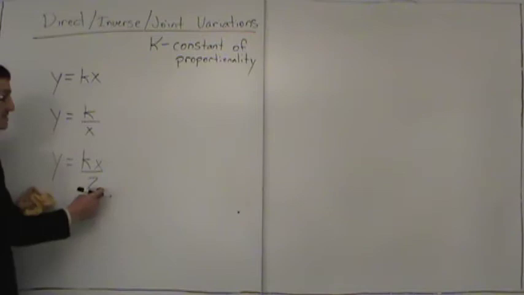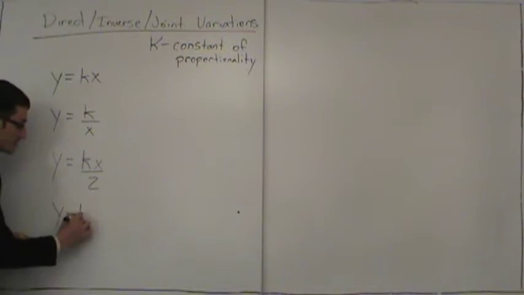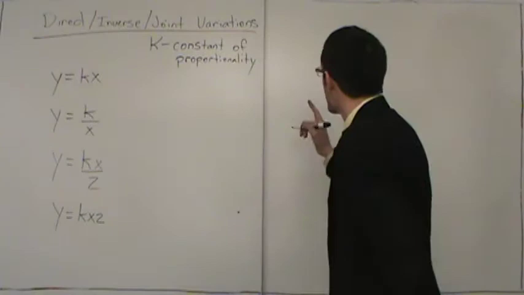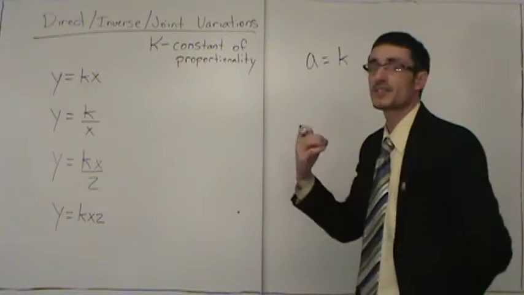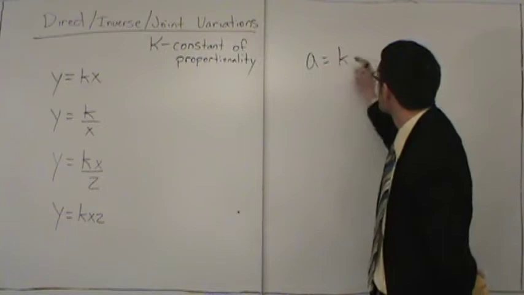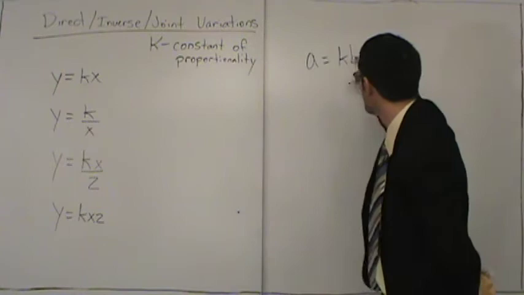Lastly, we have y varies jointly with x and z. Now, let me do this again. We can use other variables like a and b. Watch. So a varies is a equals k. What always follows the equality? K. We never mention it. Okay, so a varies directly with b means put b up top. Put b next to k.